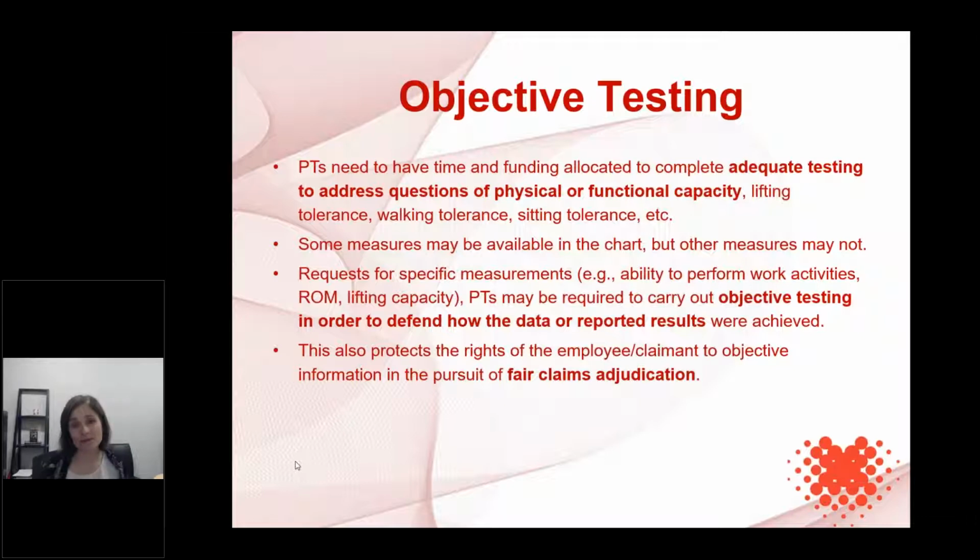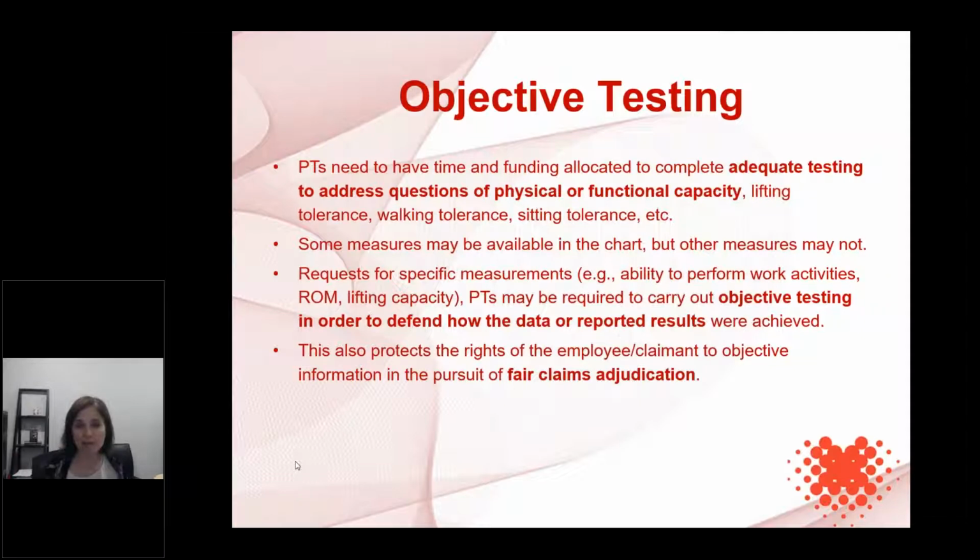Just a key piece, and this was a big discussion area of the task force, is that PTs need to have adequate funding in order to do the functional testing that is potentially needed to meet the demands of the form or the documentation. In many cases, physical therapists will have to do specific testing to quantify lifting, walking tolerance, sitting tolerance, etc. There might be some measurements available in the chart, but others may not. And the objective testing to provide those specific measurements may be required down the road in order to defend how the reported results were achieved.